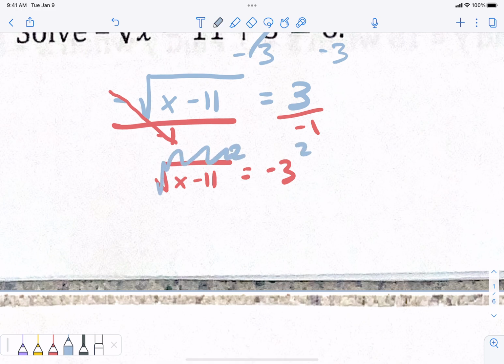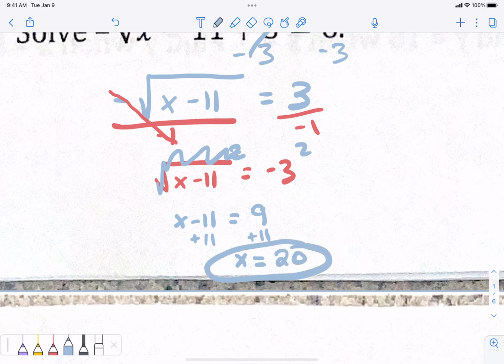Okay, the square and the square root cancel. So we have x minus 11 equals 9, positive 9, and then add the 11. X equals 20. X equals 20. Yeah, very nice.